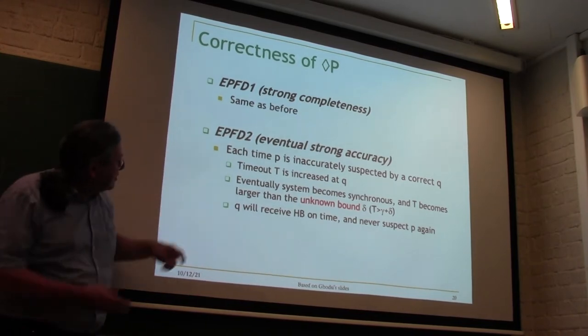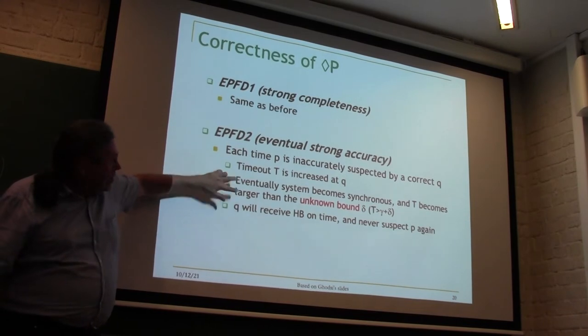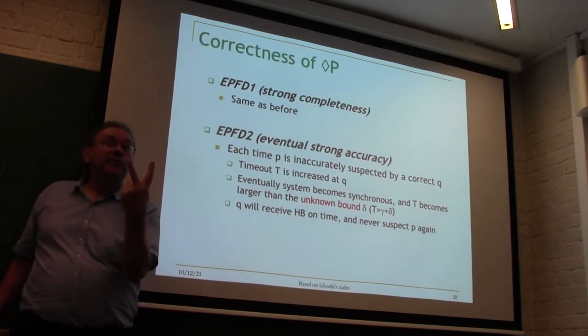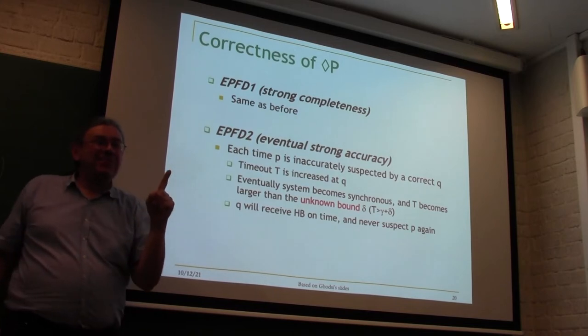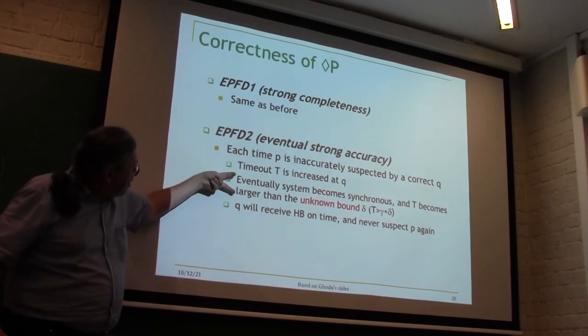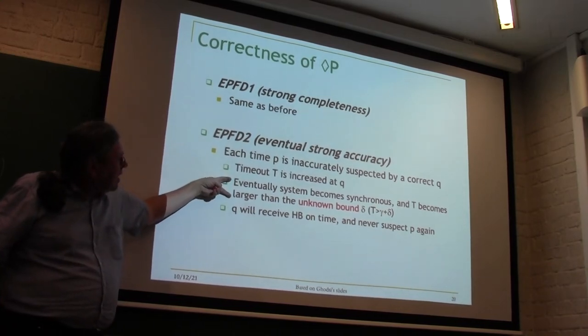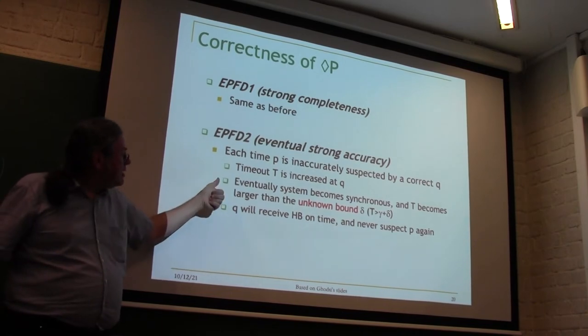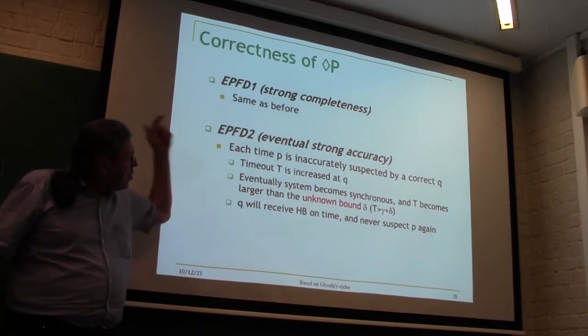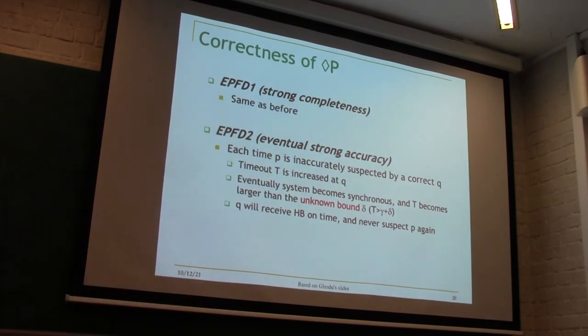Seems very simple, but this line is important. You have these two conditions. I hope many of you are seeing it, or you will see it. We are satisfying these two conditions, and even without knowing when it becomes synchronous or what the bound is, we still have an eventually perfect failure detector. So that's good. And with that, we can build all kinds of beautiful algorithms, of course, on that, which we will do.